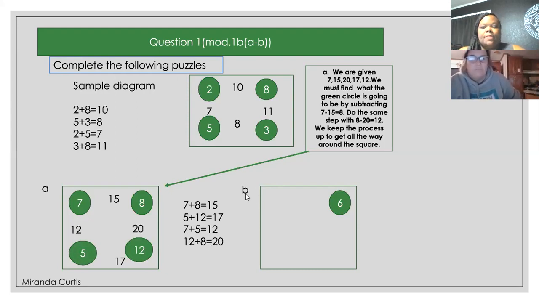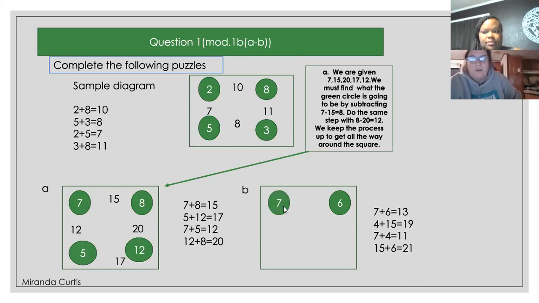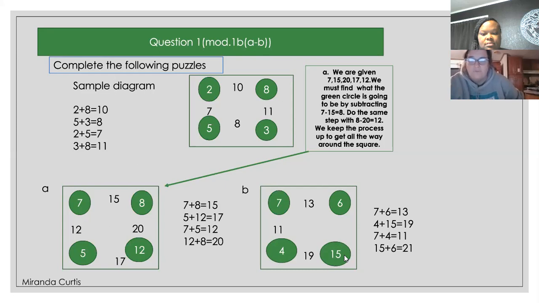Now, in our B, we have 6, so our next bubble is 7. So 7 plus 6 equals 13. Then we're going to do our bottom one. 4 plus 15, there it goes, equals 19. 7 plus 4 equals 11, and then you're going to do 15 plus 6 equals 21.